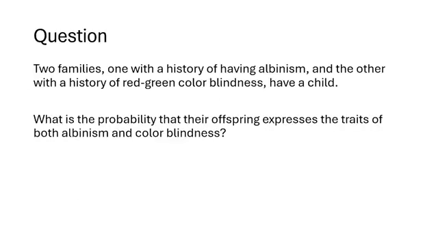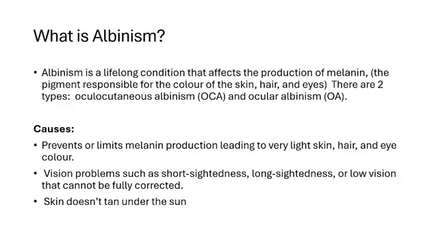The question for this assignment is: two families, one with a history of having albinism and the other with a history of red-green color blindness, have a child. What is the probability that their offspring expresses the traits of both albinism and color blindness?